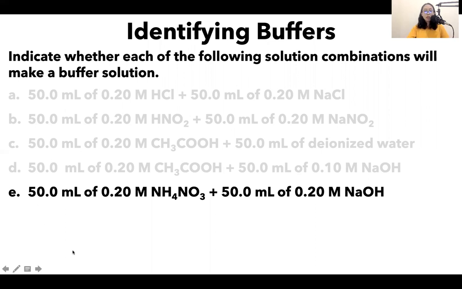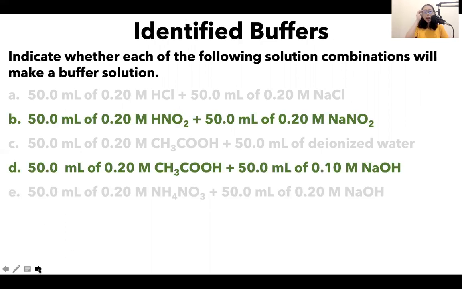So as a summary, we have solutions B and D as our identified buffers, while solutions A, C, and E will not give us buffers.